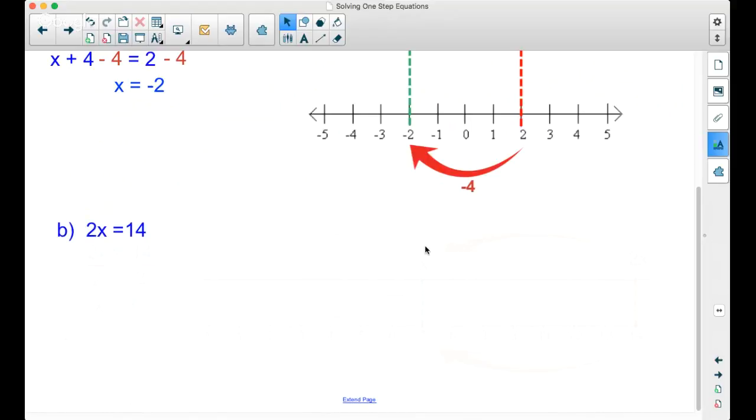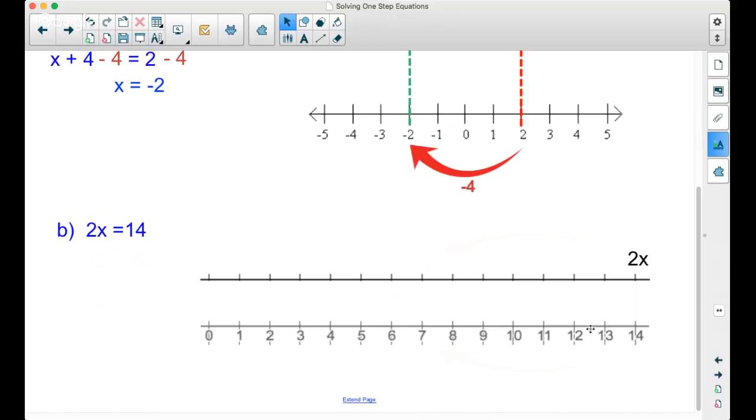Let's look at this one right here. 2x equals 14. Again, we're going to do the same thing. We're going to put our number on a number line. Here's the number line. Here's 2x. And we need a second number line right here. We're saying that 2x is equal to 14. So 2x and 14 are lined up.